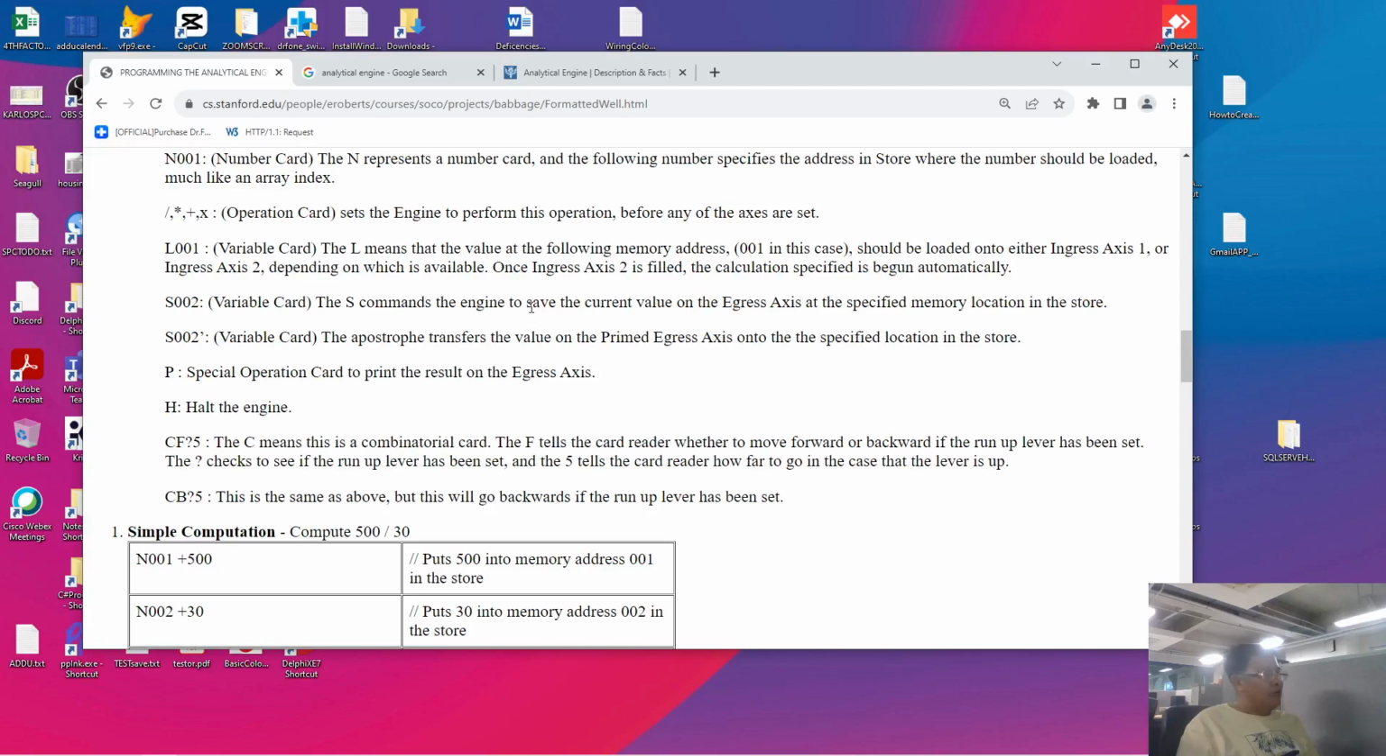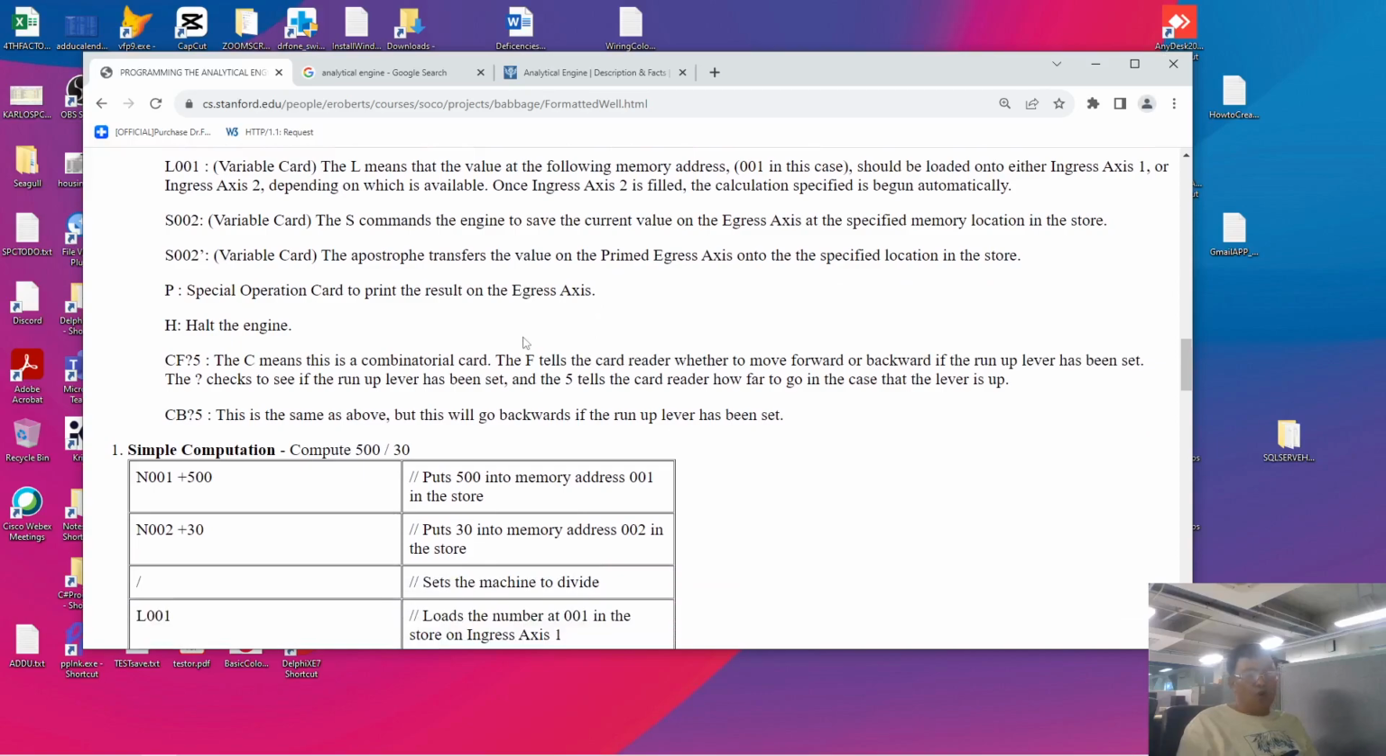P is a special operation to print the last result of the egress axis into a card. H stands for halt the engine, to stop the engine from running.